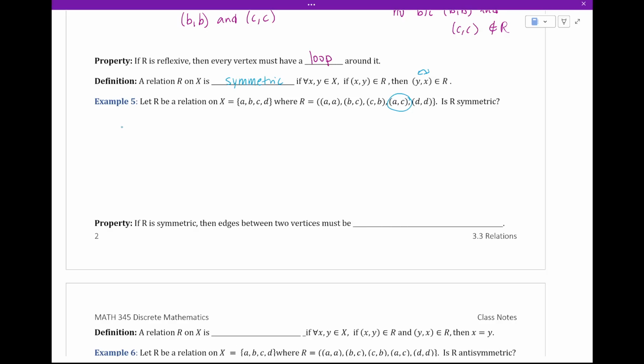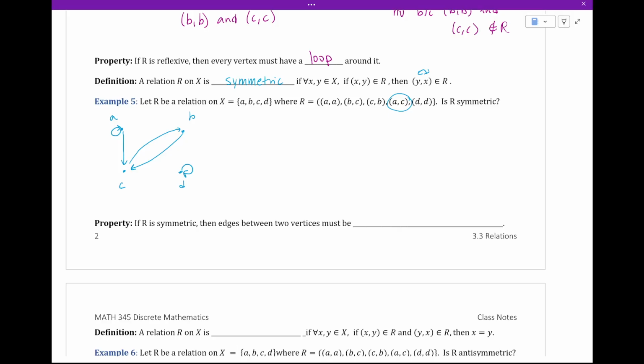Let's draw the digraph and see what it looks like. A, B, C, D. So AA, there's a loop, BC, and CB, DD, AC. So this one's not reflexive. We're missing CC and BB. But is it symmetric?